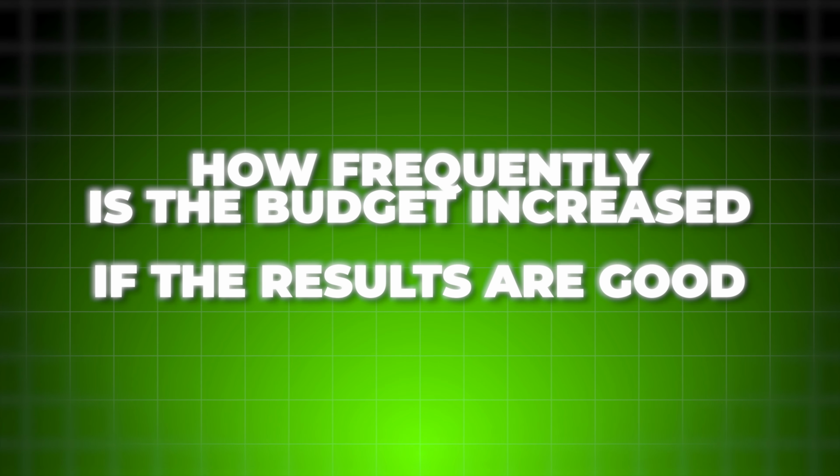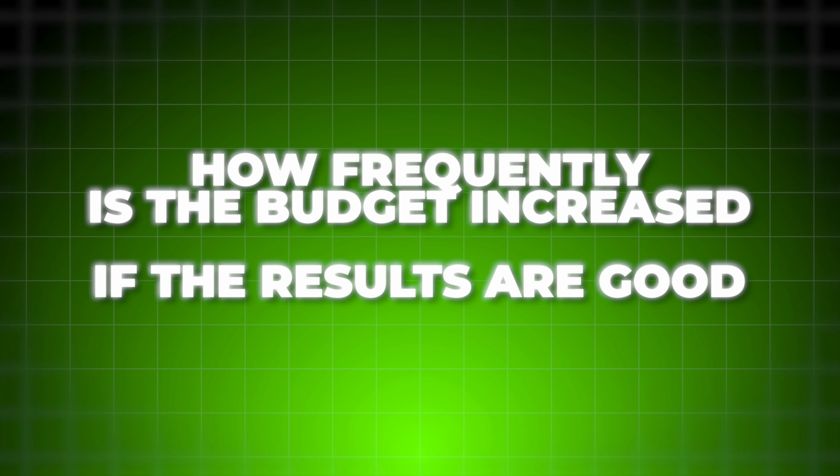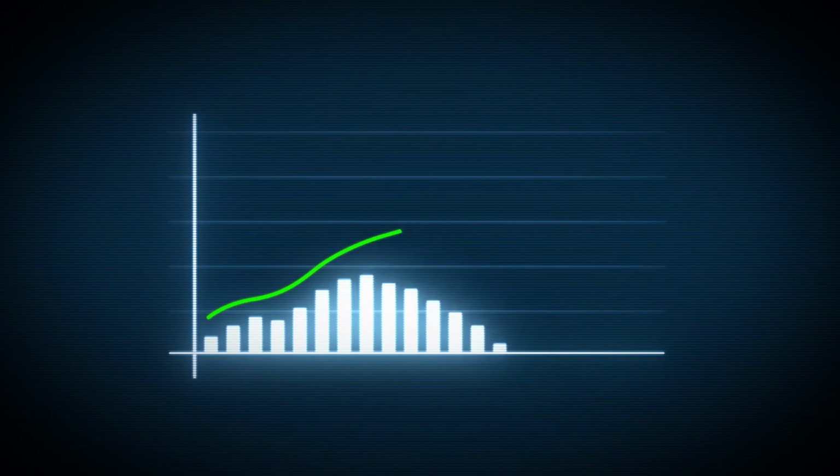After that, I check the optimization. So first of all, how frequently is the budget increased if the results are good? So basically, are you maximizing the efficiency? Is there optimization on the ad level? Basically, are the bad ads turned off? And is the budget tied to the performance? So that can massively impact the overall performance, because this way we are minimizing the losses and maximizing the winners.